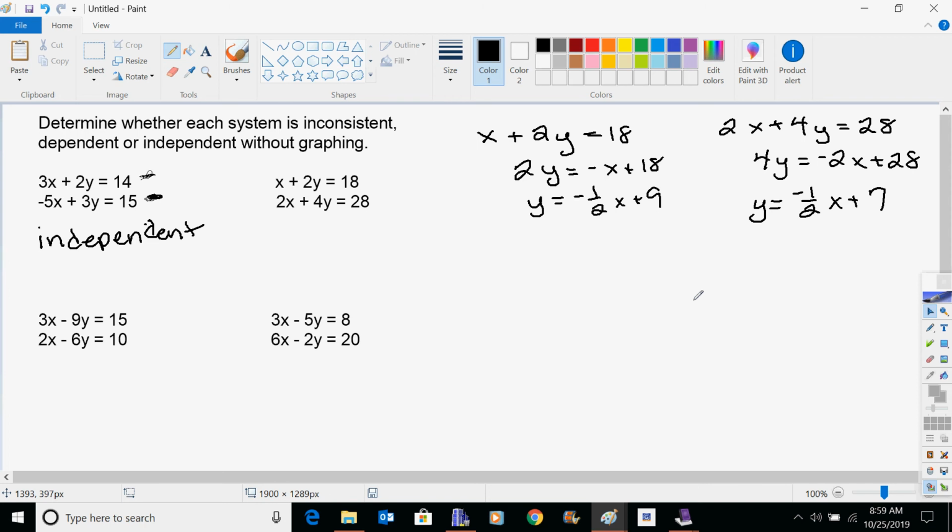Okay. All right. So yes, good, good, good, good. I think everybody got that right. So it's inconsistent. They're parallel. How many solutions would that mean? No solutions. Inconsistent. So no solution. And let's backtrack to this one. If it's independent, how many solutions? One solution.